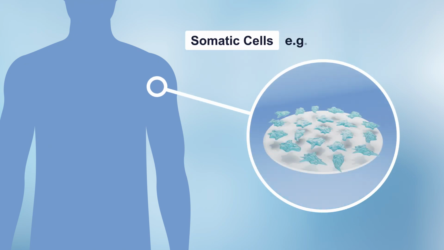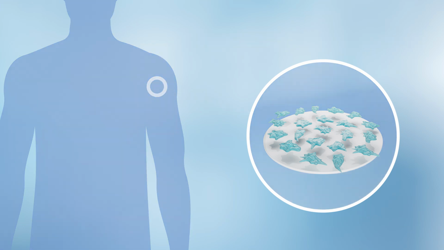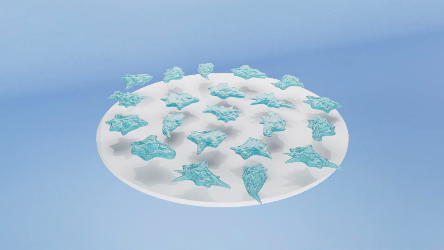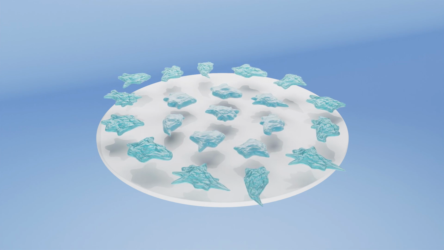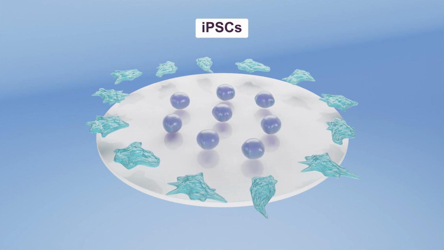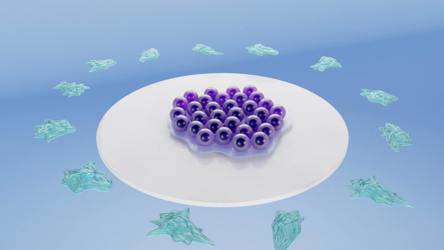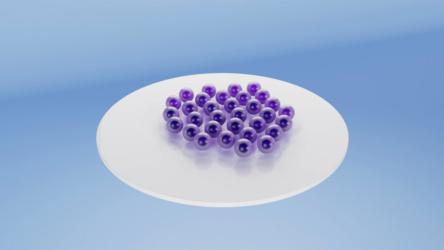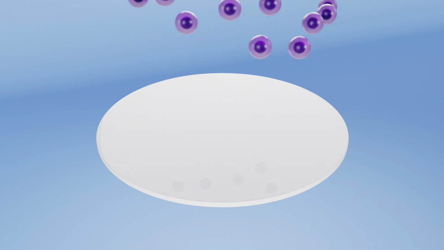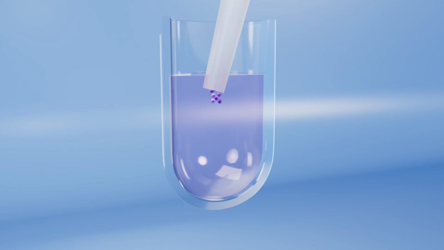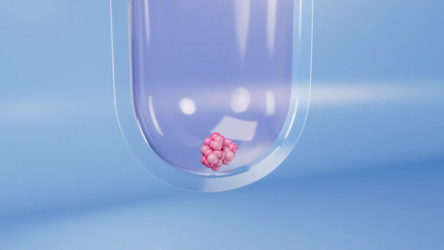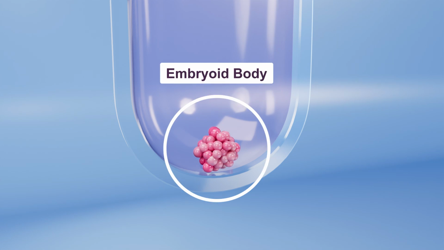The creation process begins by isolating somatic cells from a patient. Reprogramming makes it possible to generate from them so-called induced pluripotent stem cells, capable of turning into any cell type in the body. Next, these cells are grown in colonies. In a commonly used approach, the cells are then separated from each other and placed into round-bottom wells to allow them to sink and aggregate. This is how spheres called embryoid bodies are formed.